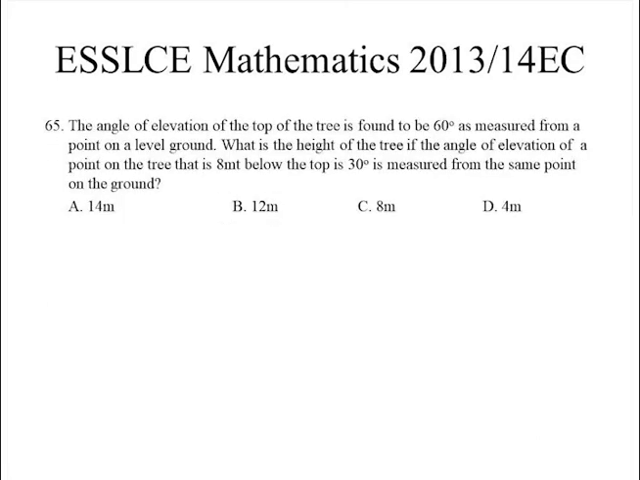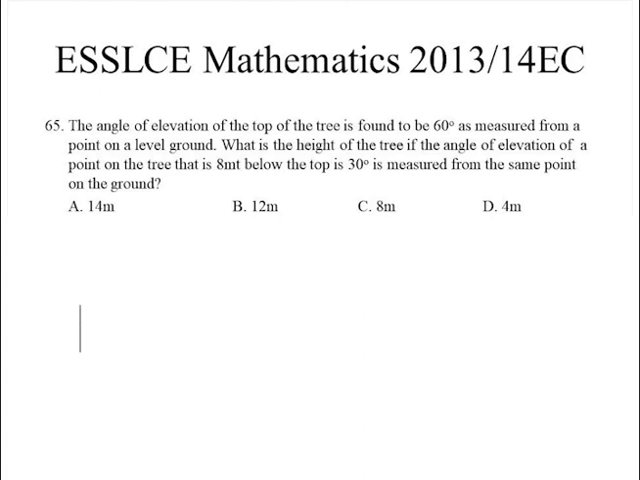Question number 65. The angle of elevation of the top of a tree is found to be 60 degrees as measured from a point on level ground. What is the height of the tree if the angle of elevation of the point on the tree that's 8 meters below the top is 30 degrees, measured from the same point on the ground?